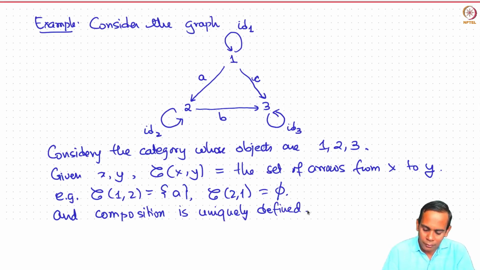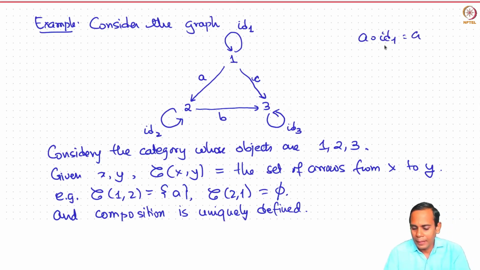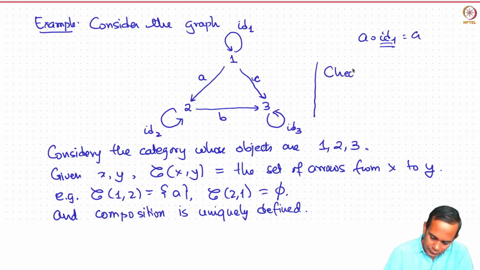So for example, compatibly, if I have an arrow from 1 to 1 and an arrow from 1 to 2, I can compose them. A circle identity 1 is A. And so this in fact is the identity arrow of the object 1, and so on. So I leave the details to you. Check that C is a category.